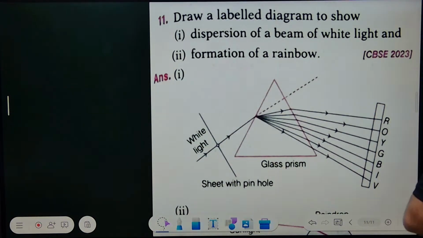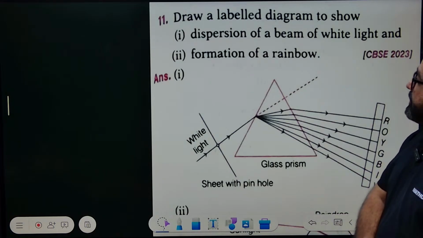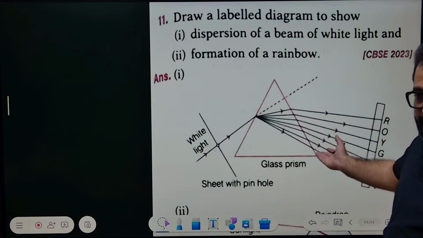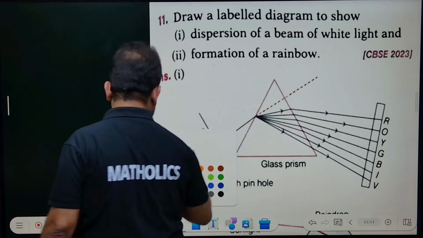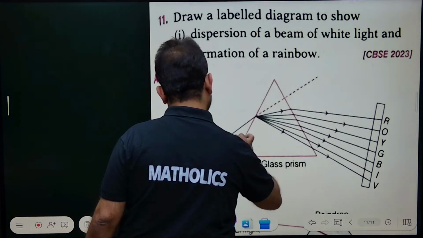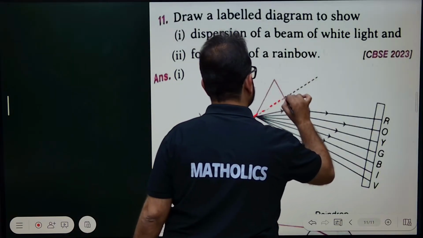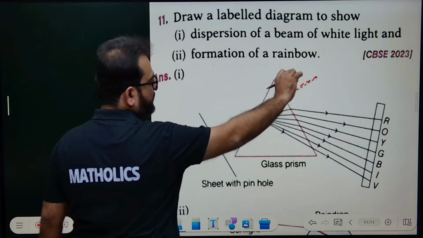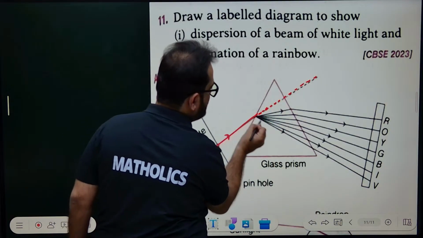Now, what the question says: draw a labeled diagram to show dispersion of a beam of light. Same diagram you have to draw, but you must remember one thing. If the light is going like this, you must draw the direction of the light it was actually coming from. This is the direction of the initial light, so it will bend. Obviously, this is the normal.